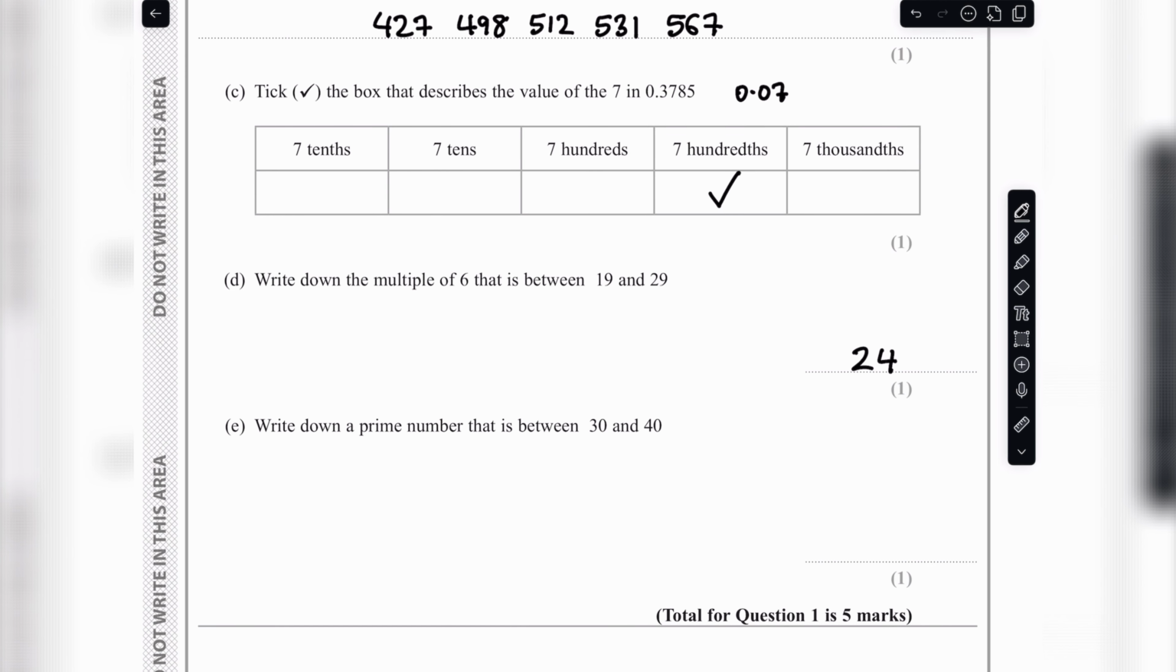In the final part of this question, we are told to write down a prime number that is between 30 and 40. So remember that a prime number is a number that can only be divided by 1 and itself, and there are two prime numbers that lie between 30 and 40, so your answer could either be 31 or 37.